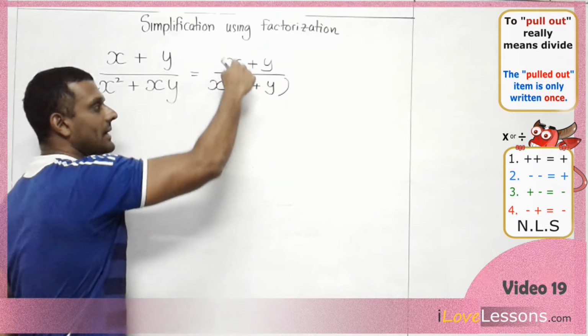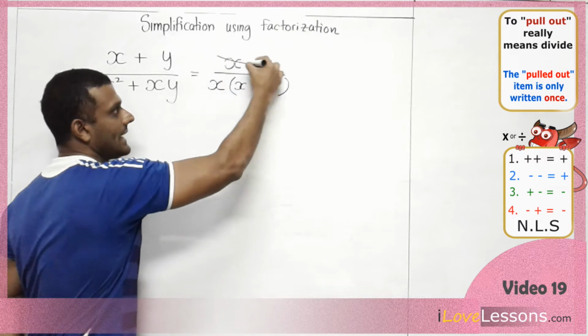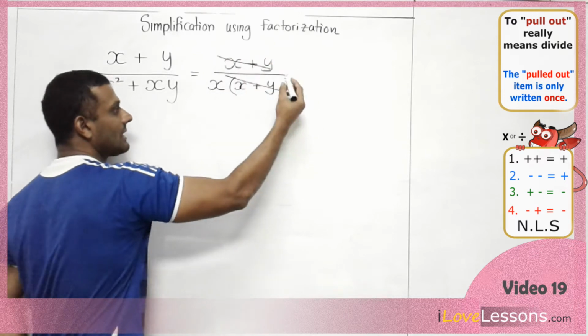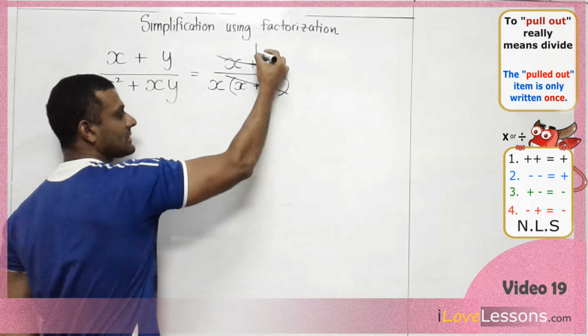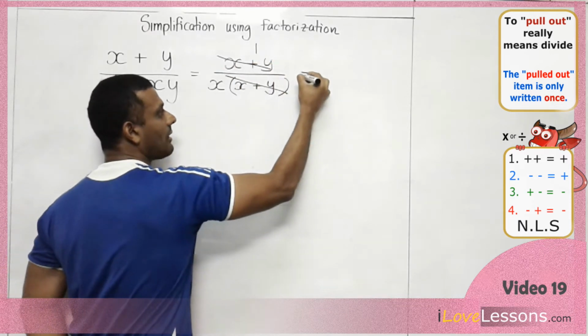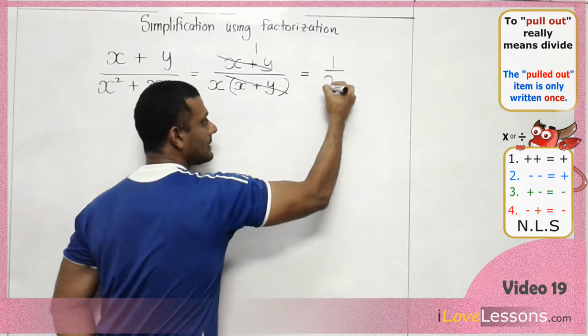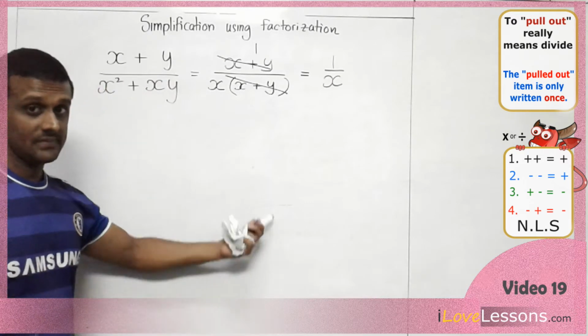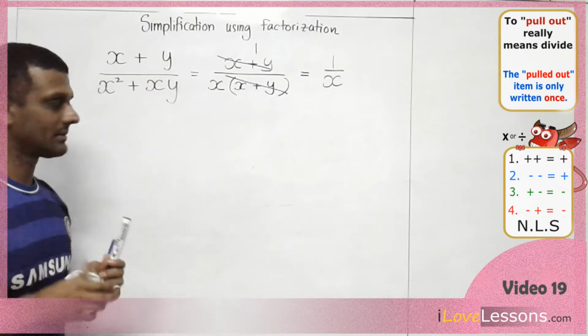You notice the top and the underneath look the same. So the x plus y and the x plus y will cancel out. x plus y into x plus y is 1. So our final answer will be 1 on x. Simple enough? Let's try another one.